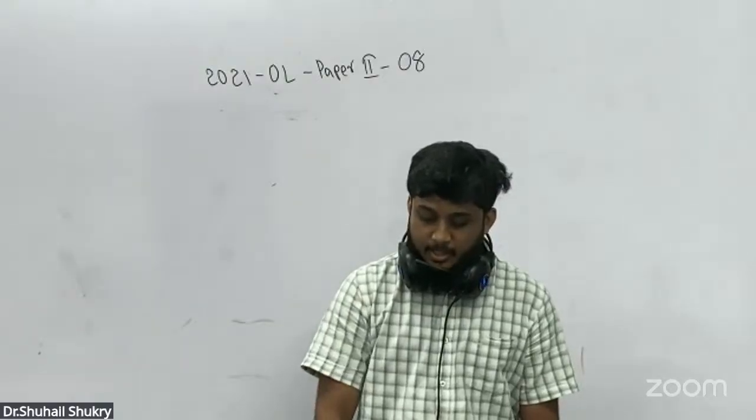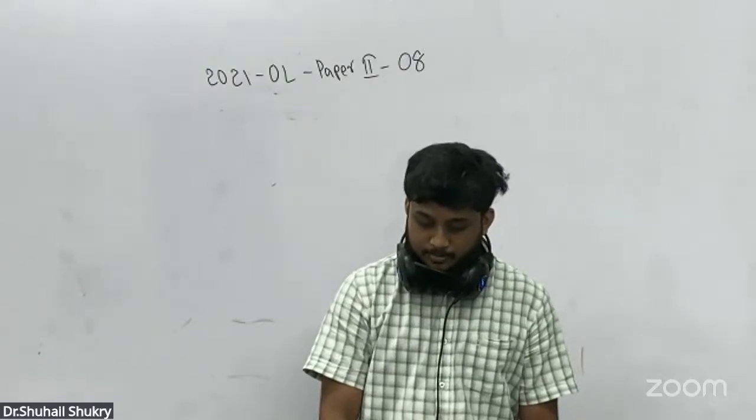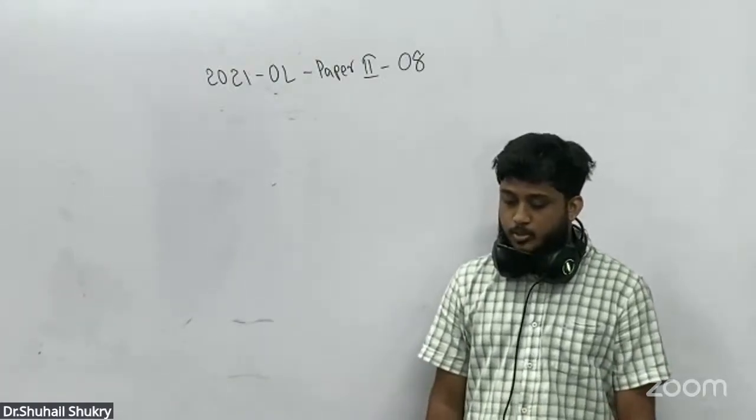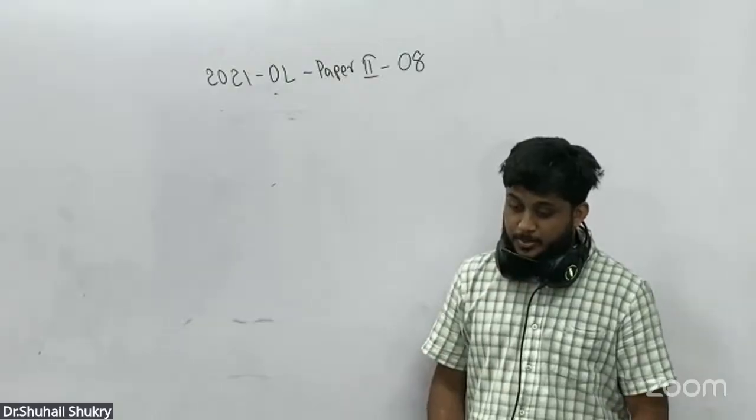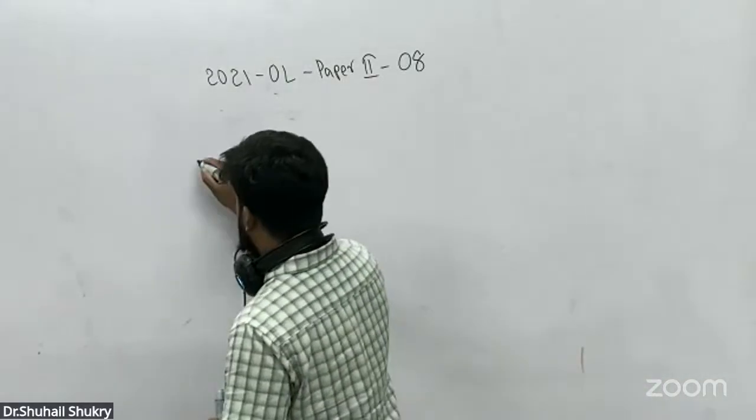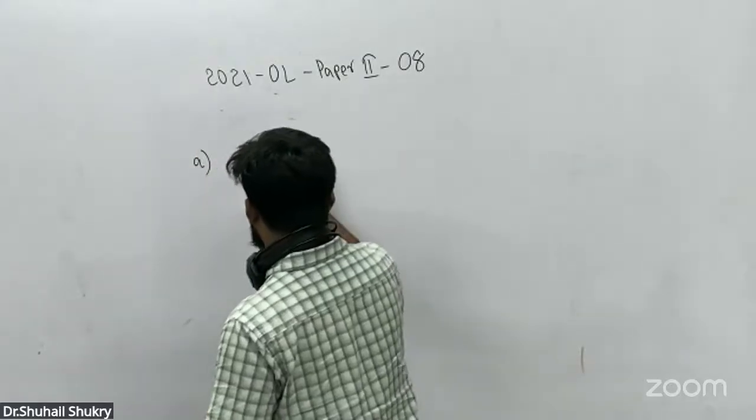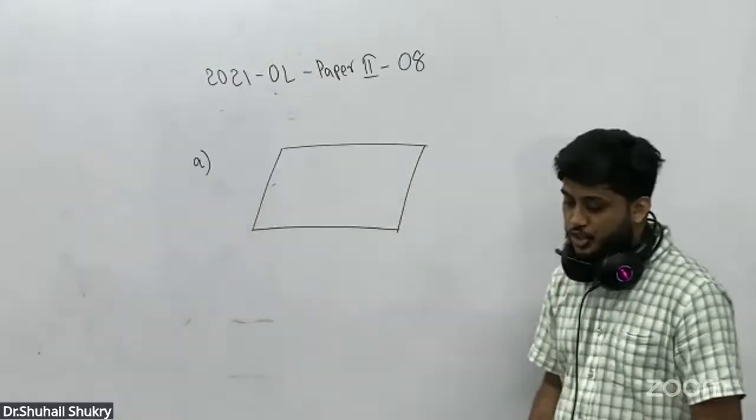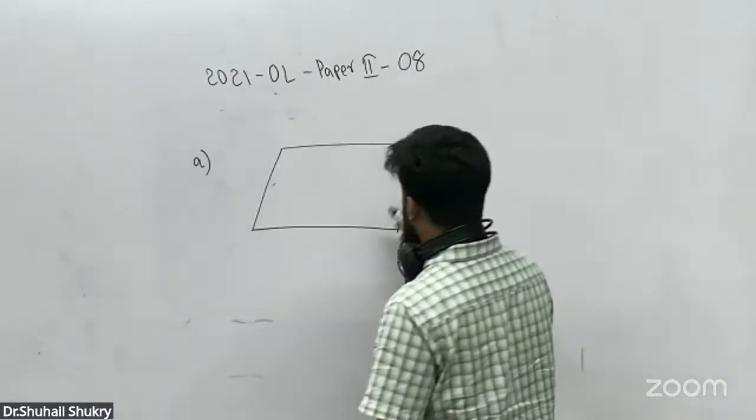Alright. Now see this question. Prove the theorem: the opposite sides of a parallelogram are equal. First of all, they have asked you to prove the theorem. Now see this. First one, you have to prove the theorem: opposite sides of a parallelogram are equal. Listen carefully.